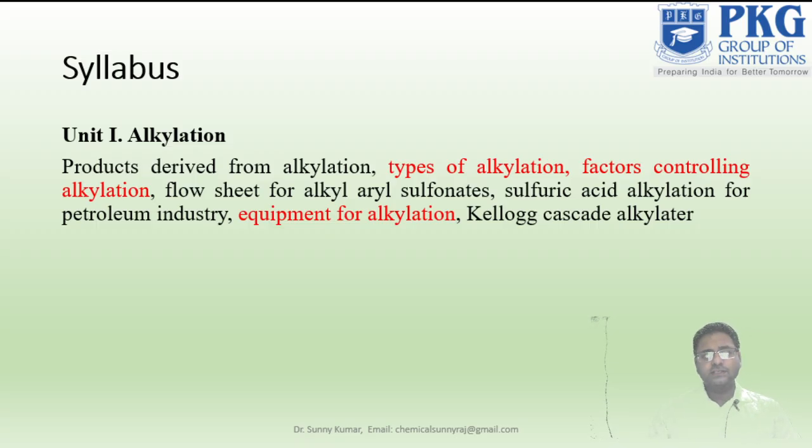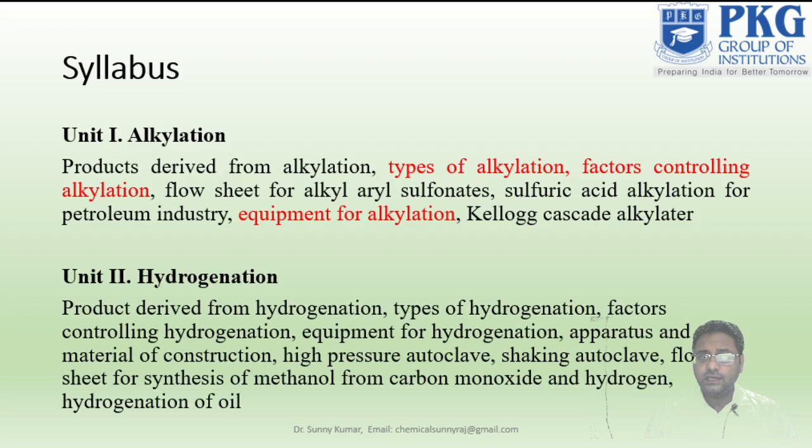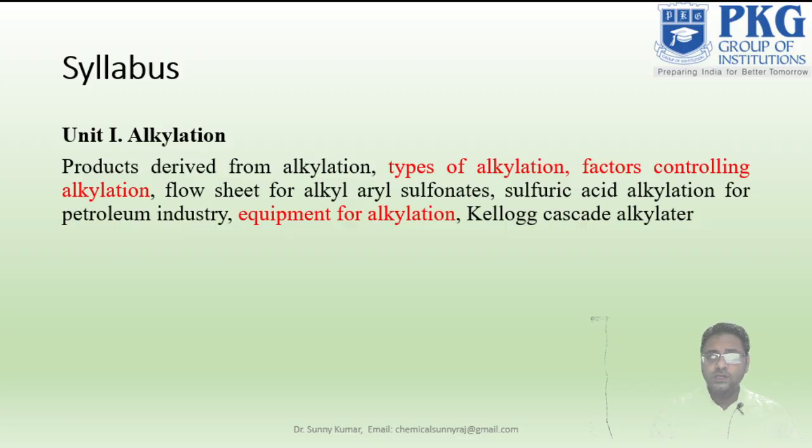The first one is unit 1, which is alkylation, and the products derived from alkylation, types of alkylation, factors controlling alkylation, flow sheet for alkyl aryl sulfonate, sulfuric acid alkylation for petroleum industries, equipment for alkylation, and Kellogg cascade alkylator. These are the things we will read in the first unit.